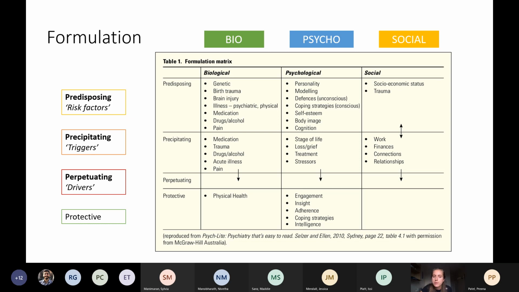I think we've mentioned some of them already, but for some predisposing ones, just say whether you think they're biological, psychological, or social. Someone said living conditions, for example. If that was a predisposing factor for something like depression, how would you class that? Yeah, family history.